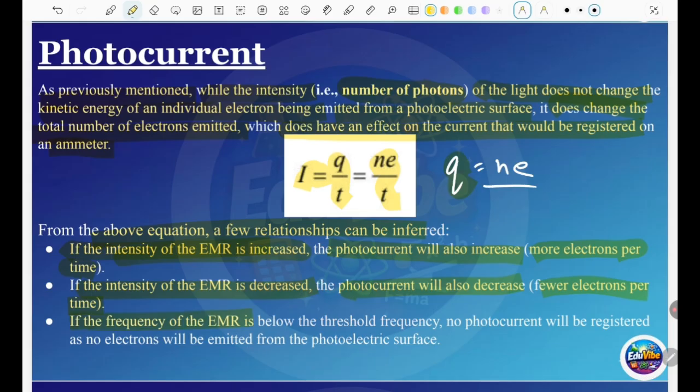If the frequency of the EMR is below the threshold frequency, which we did in the photoelectric effect, no photocurrent will be registered, as no electrons were emitted from the photoelectric surface. So below the threshold frequency, the surface cannot emit any electron, and no photocurrent will be registered. All these things are integrated with each other.